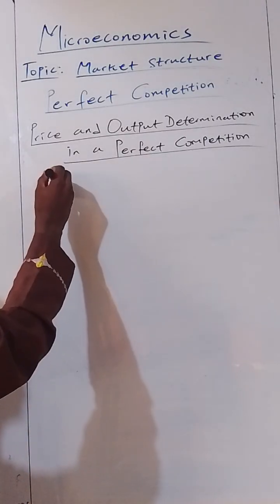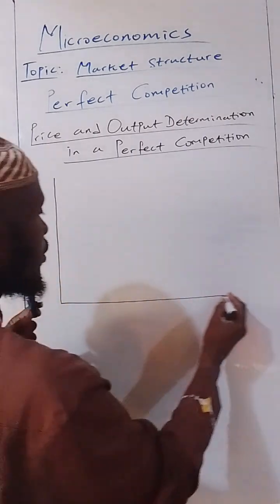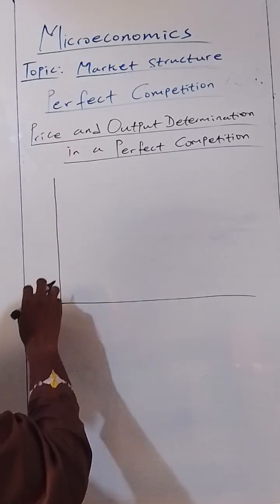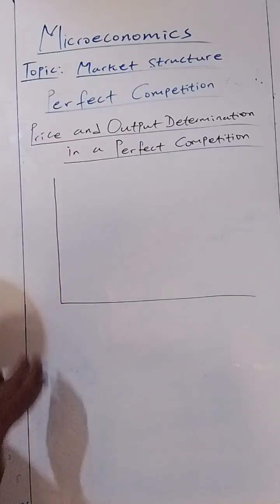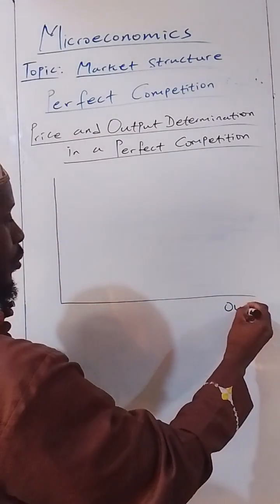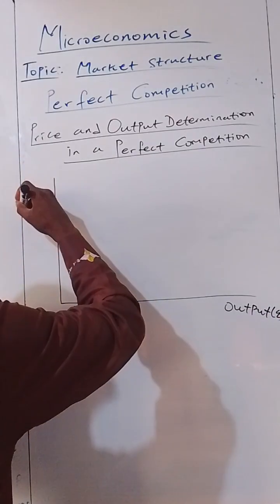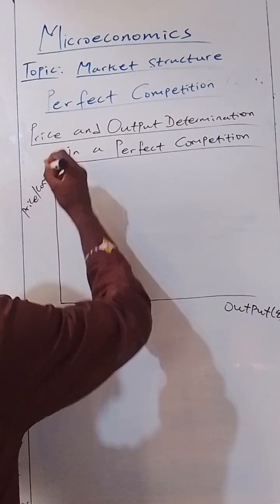So this diagram will represent the behavior of a particular firm in perfect competition, and whatever happens to this firm is going to happen to all other firms in this market, because this is a representative firm. So we have this plane, we have output of the firm here, that is small q, and we always have price and cost on this axis.